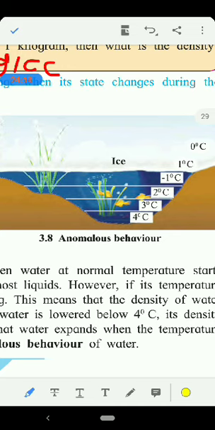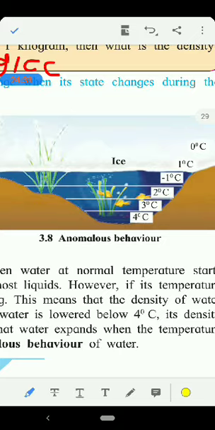If the temperature of water is lowered below 4 degrees Celsius, its density will decrease and the volume will increase. It means that water expands when the temperature falls below 4 degrees. This is what we call the anomalous behavior of water.